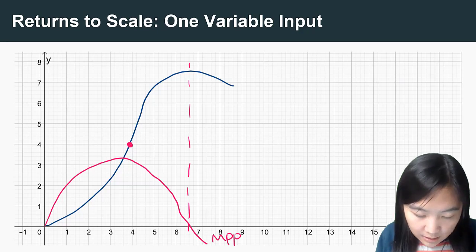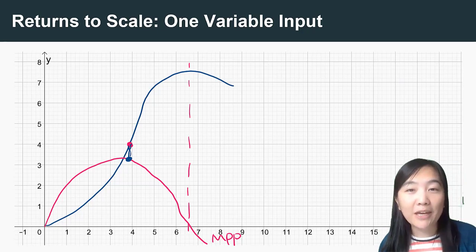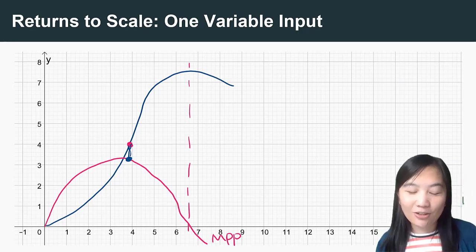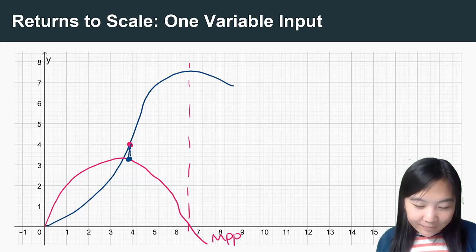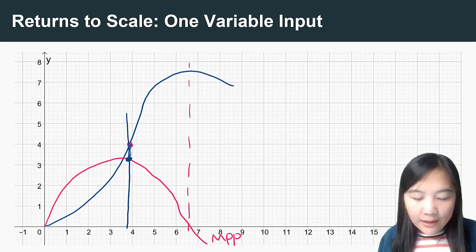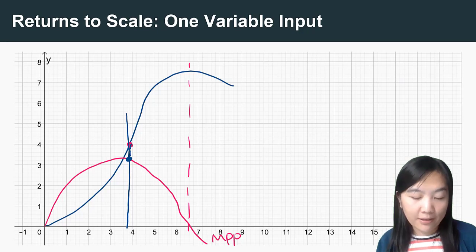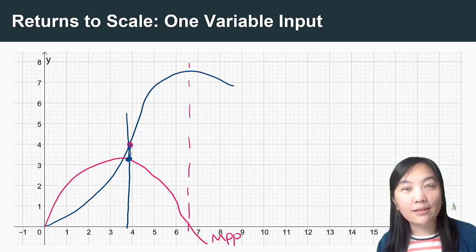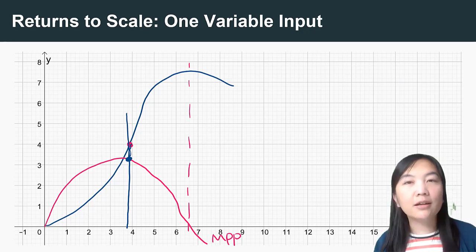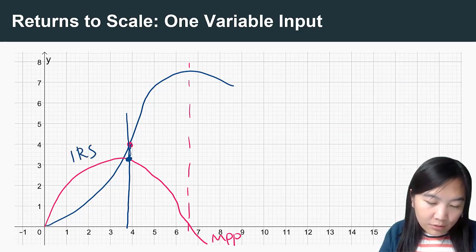And at this point, the MPP should reach its maximum. Excuse my drawing. To the left of the inflection point, the output is increasing at an increasing rate, and the rate is the MPP. The MPP here is increasing. So that's the portion of the production function where we have increasing returns to scale.